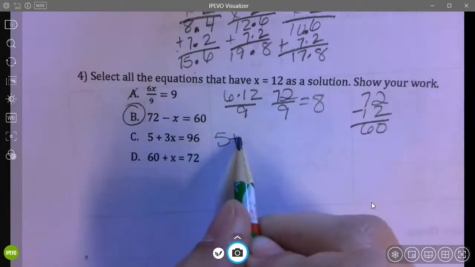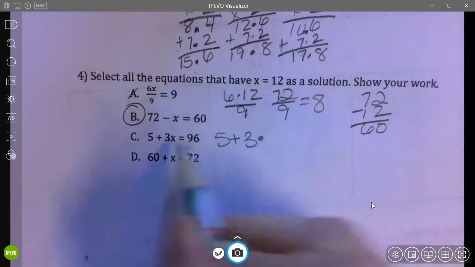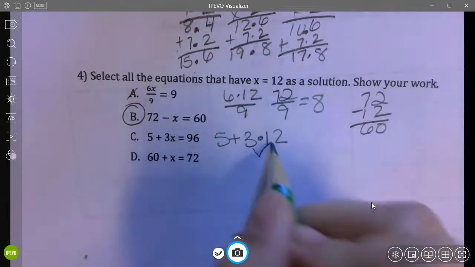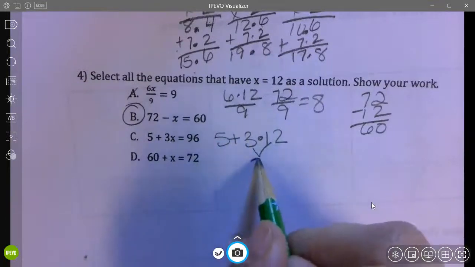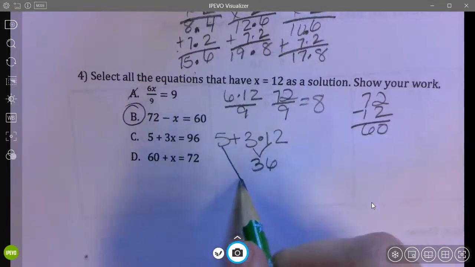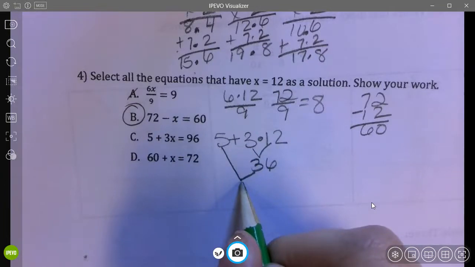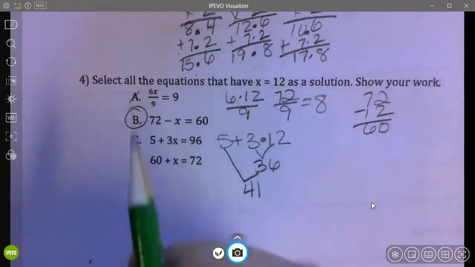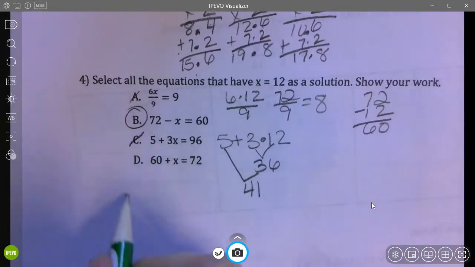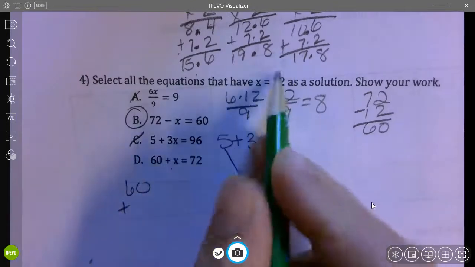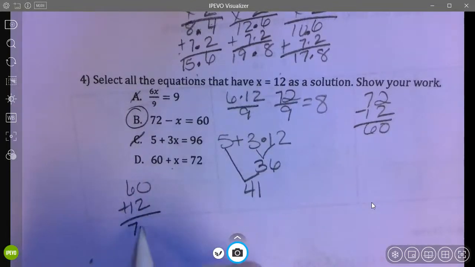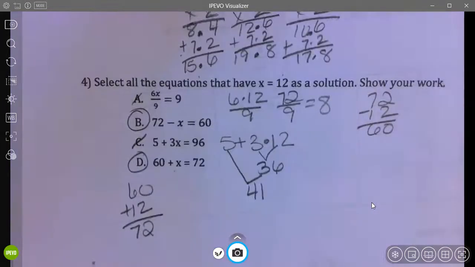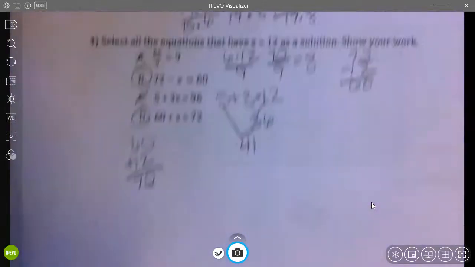This says 5 plus 3 times 12 equals 96. Well, remember order of operation would be multiplication first. So this would be 36. And then if you add the 5, that is going to equal 41. And does 41 equal 96? No, not a solution. Let's go down to D. 6 times 12 is going to equal 72. And what am I looking for? 72. So I have 2 solutions on that one.